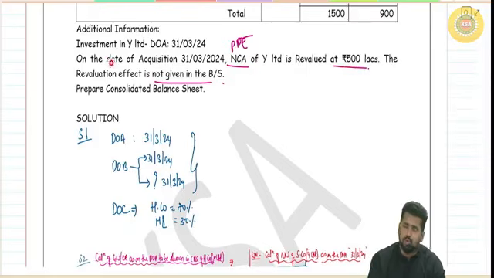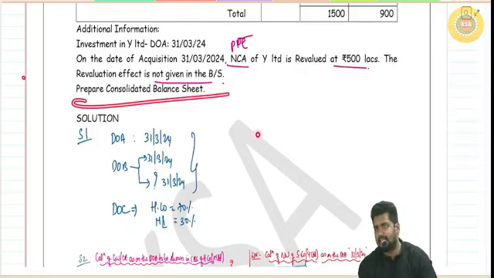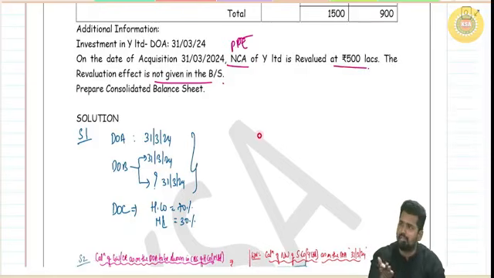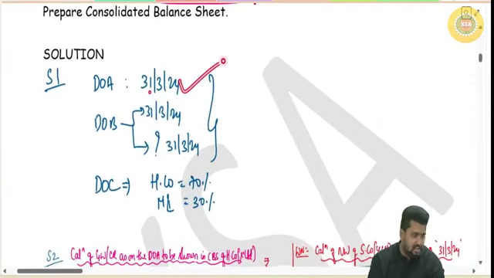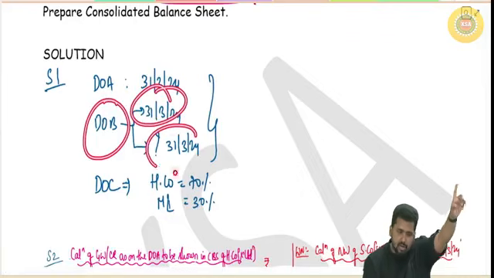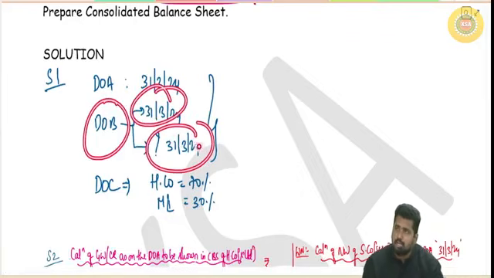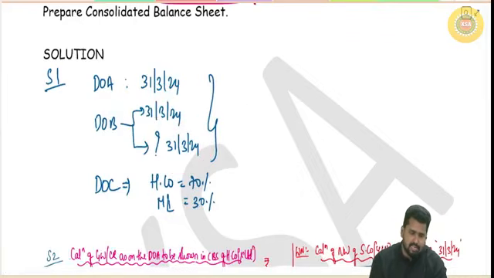Clear? So they are asking us to prepare the consolidated balance sheet. Finish it. Come on. First step. Clear? Sir, simple. Date of acquisition is 31st March. Date of balance sheet given in the question is also 31st March 24. Consolidated balance sheet also 31st March 24. Same dates.